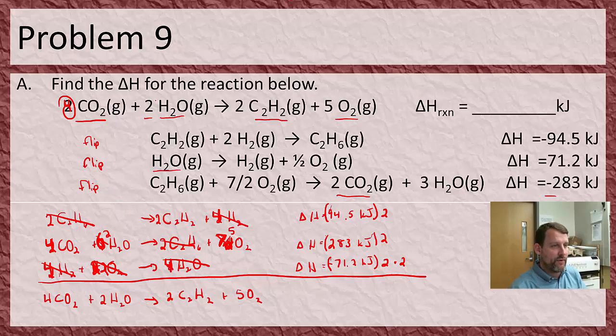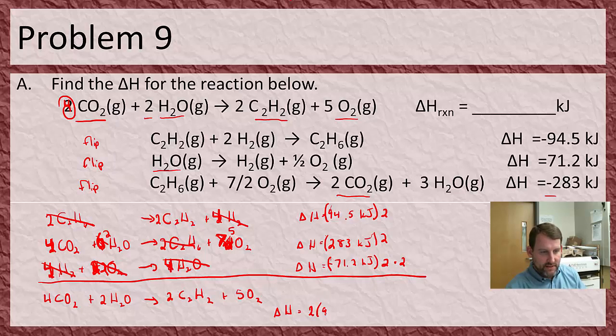So this should be a 4 because if there's 2 C2s here, there has to be 4 carbons here. There's a typo on the worksheet. I super apologize for that. But this is, in the end, the way it should go. And our delta H here is a little bit complicated. So our total delta H is just the sum of all these things we've done.